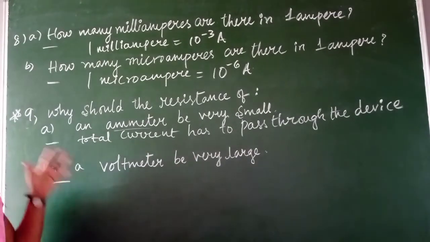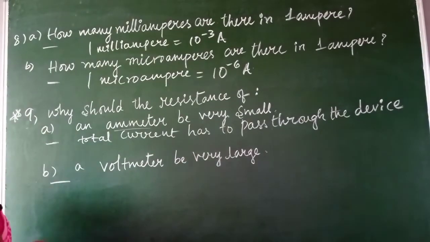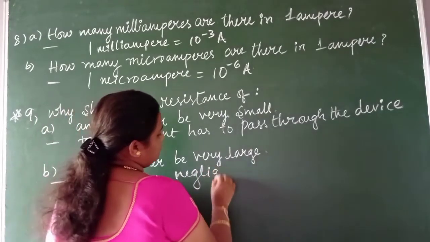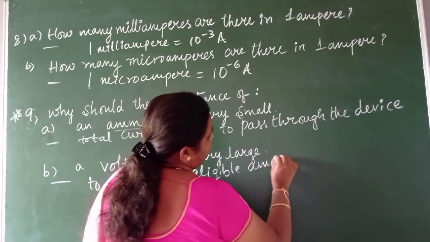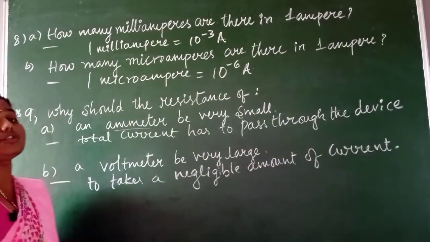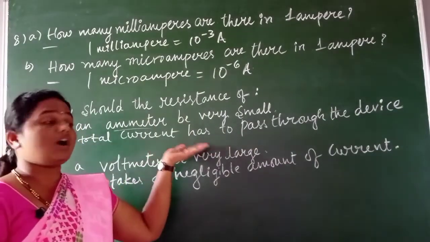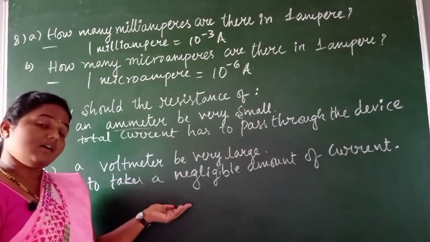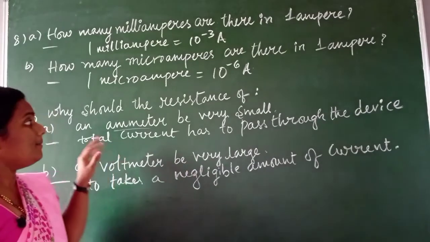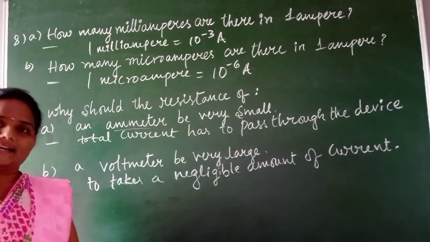Whereas a voltmeter should have a very large resistance because it allows a negligible amount of current through it, isn't it, children? It takes a negligible amount of current, a very small amount of current is flowing, so its resistance should be high. Always an ammeter should have a low resistance because it has to measure the entire current flowing in the circuit, whereas the voltmeter allows only a small amount of current. Because of that, its resistance should be high. And one more very important thing we need to understand: an ammeter should always be connected in series, whereas a voltmeter should be in parallel, children.